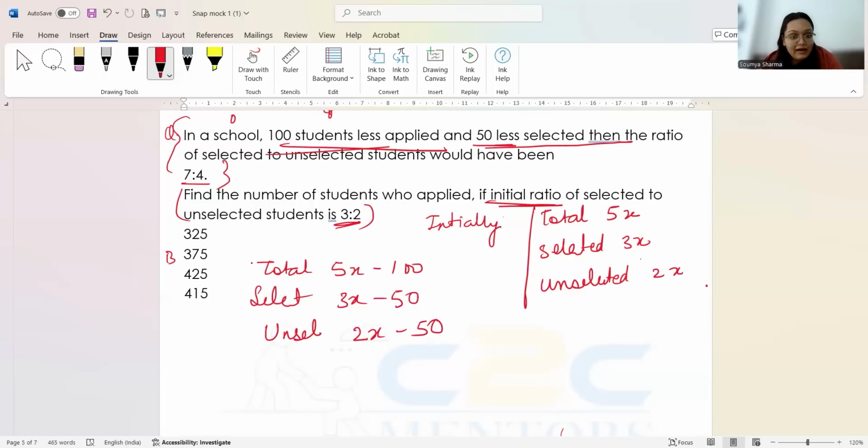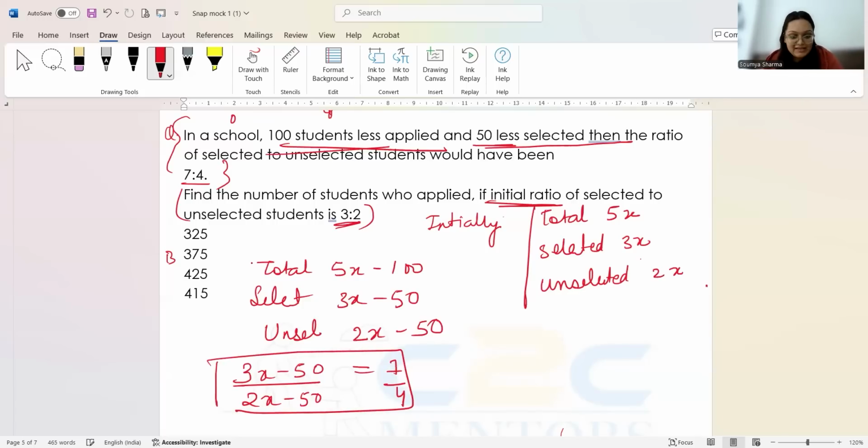We have the selected to unselected ratio: 3x minus 50 upon 2x minus 50 is equal to 7/4. So if we have this ratio, from this we can calculate the value of x. By calculating it, x will come out to be 75. You have to find out the total number of students. Total number of students means I have to calculate 5x. That will be 375.